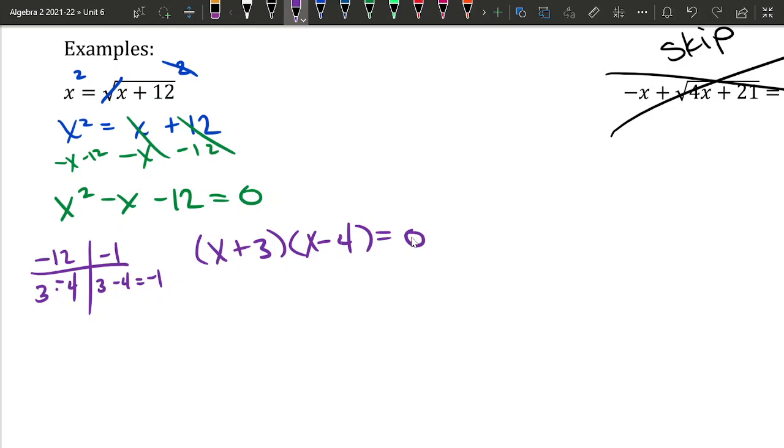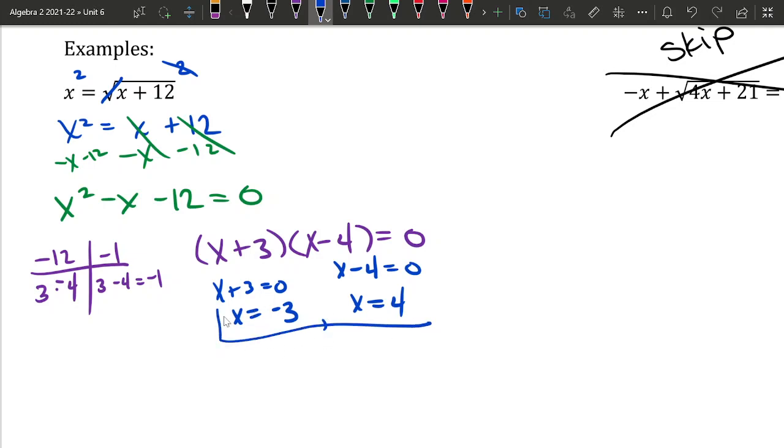So I factored it, but I need solutions. So to get solutions, I set each factor equal to 0. So x plus 3 equals 0, so x equals negative 3. X minus 4 equals 0, so x equals positive 4. Those are my 2 solutions.